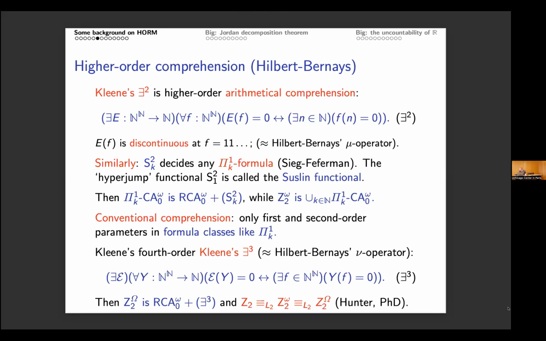Nonetheless, they are all conservative over one another, over the L2 language. They all prove the same L2 sentences. This was proved by James Hunter in his PhD thesis under Stephen Simpson's colleague at the University of Wisconsin, Madison. So, sure, this is a fourth order object.